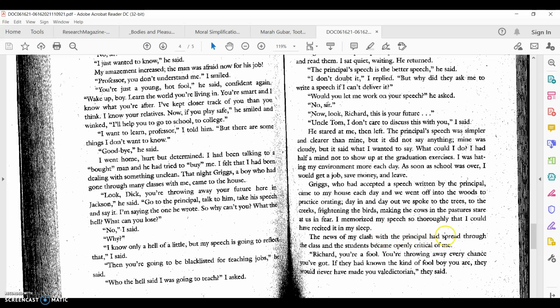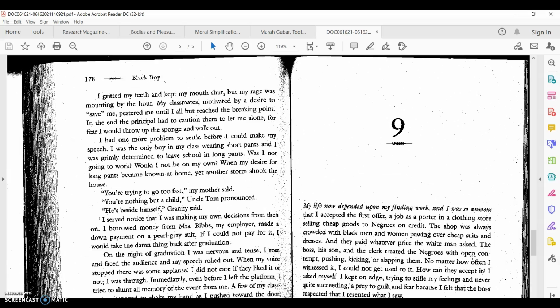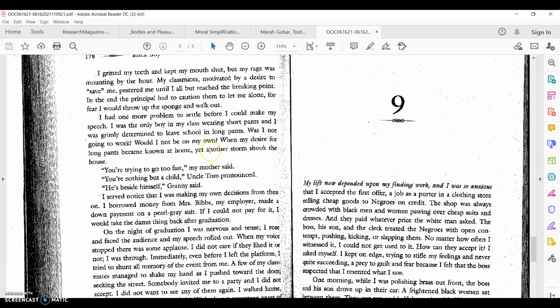The news of my clash with the principal had spread through the class, and the students became openly critical of me. "Richard, you're a fool. You're throwing away every chance you've got. If they had known the kind of fool boy you are, they would have never made you valedictorian," they said. I gritted my teeth and kept my mouth shut, but my rage was mounting by the hour. My classmates, motivated by a desire to save me, pestered me until I all but reached the breaking point. In the end, the principal had to caution them to let me alone, for fear I would throw up the sponge and walk out.